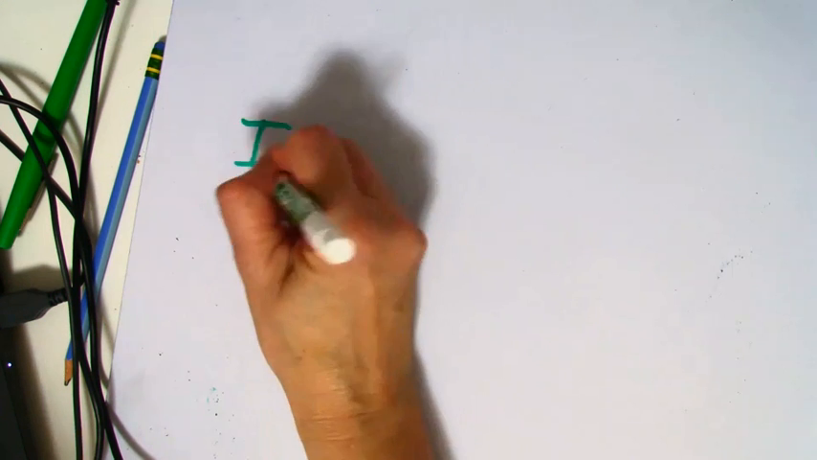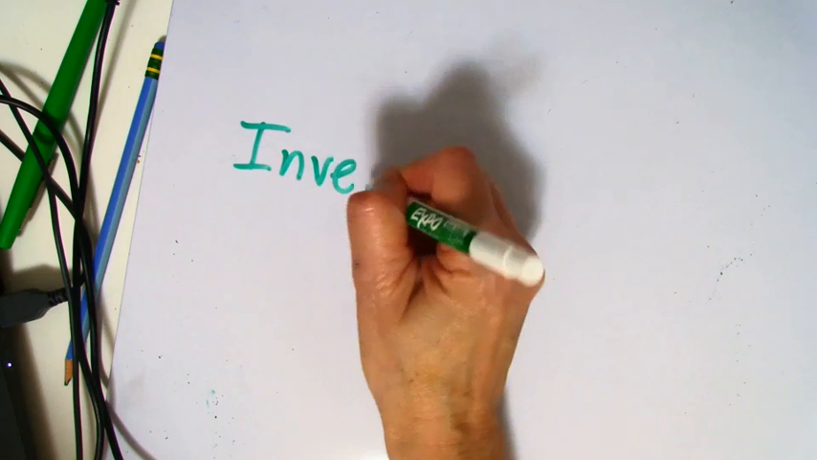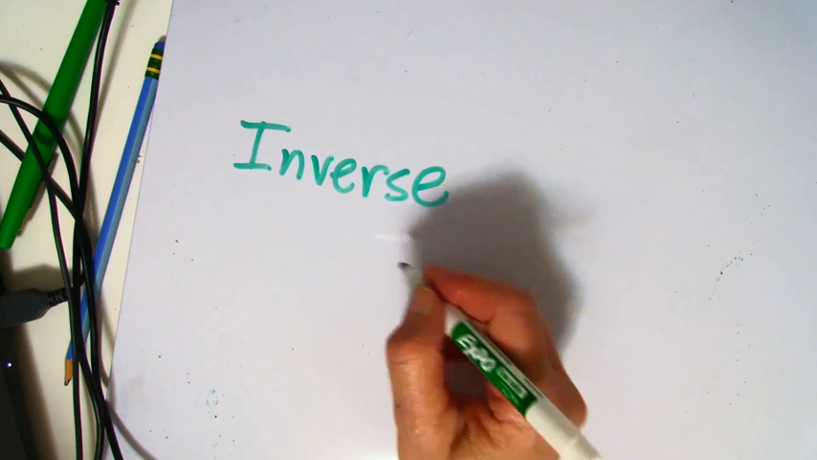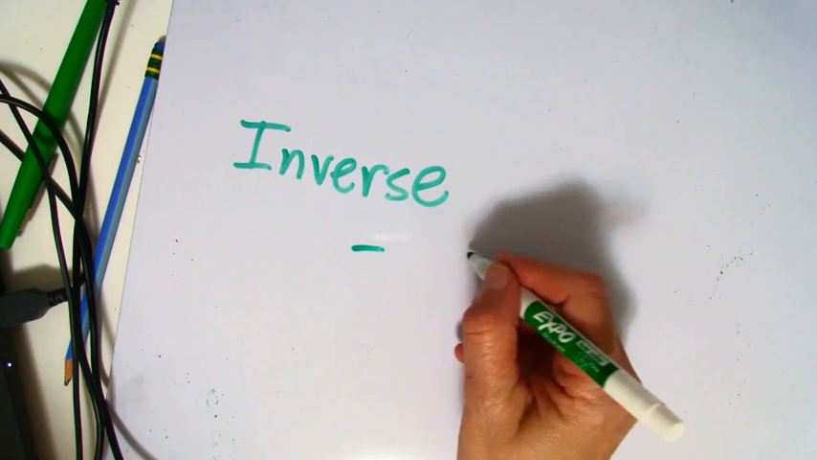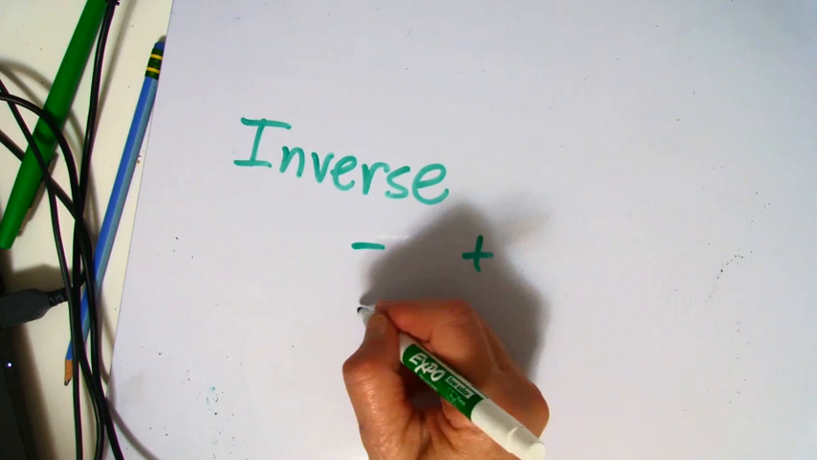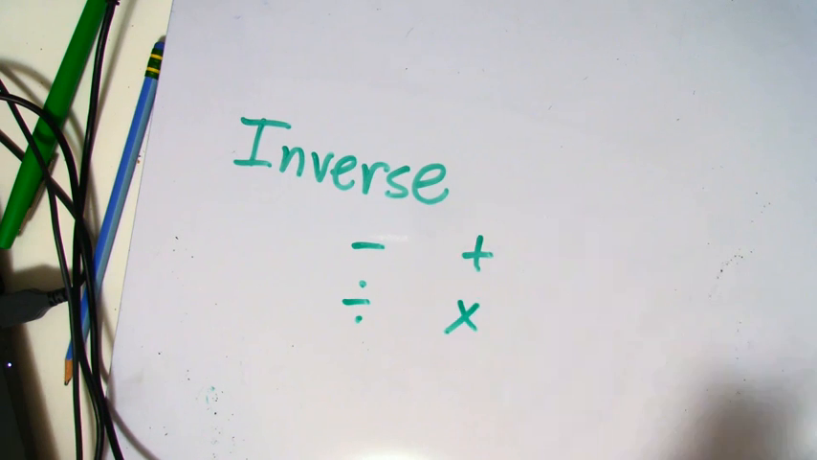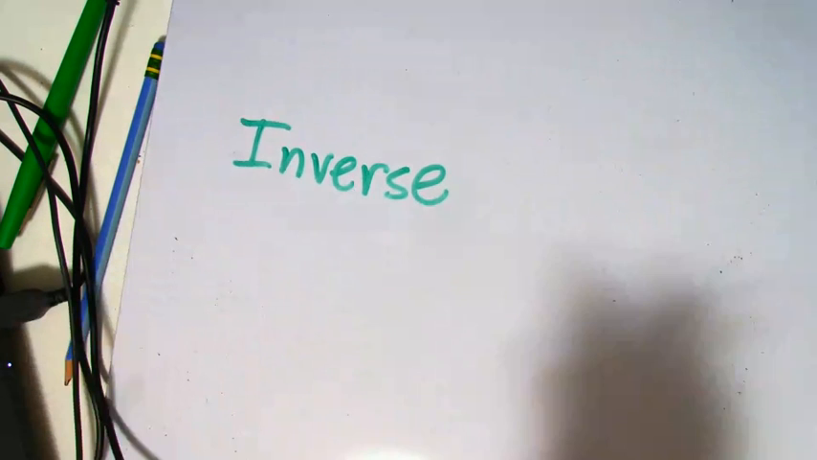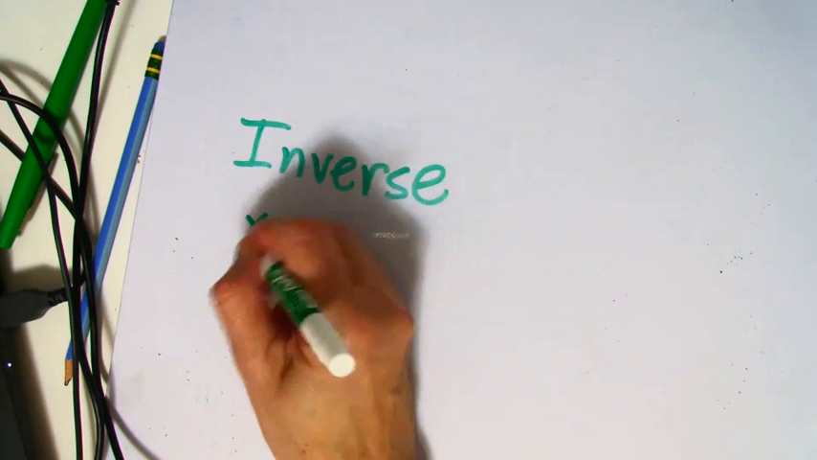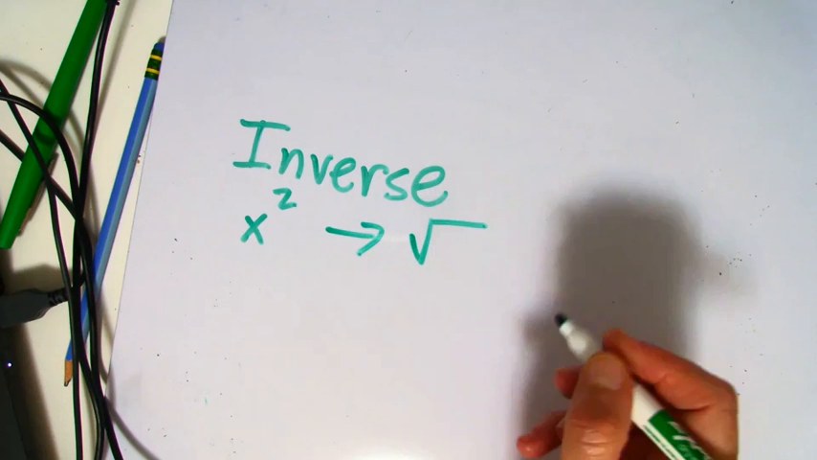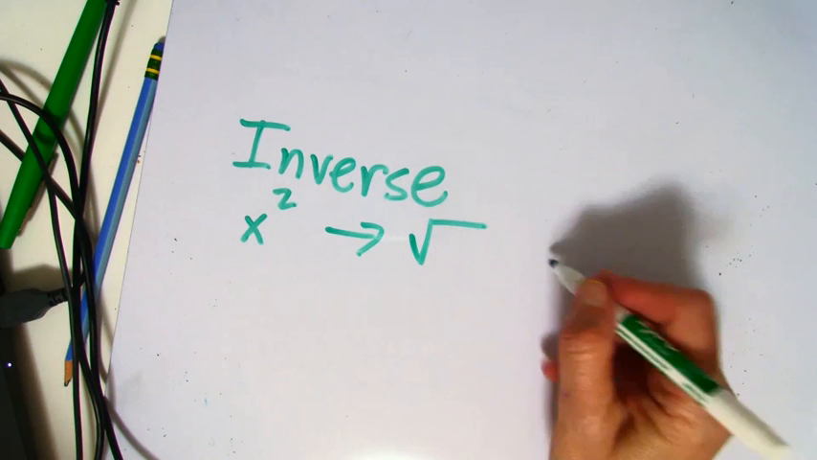Now the inverse of a square is finding a square root. I've talked about inverse operations before in Math 1. Subtraction is the inverse operation of addition. Division is the inverse operation of multiplication. And so the inverse operation of squaring, so an exponent squared, is going to be taking the square root. Now this symbol is called a radical.